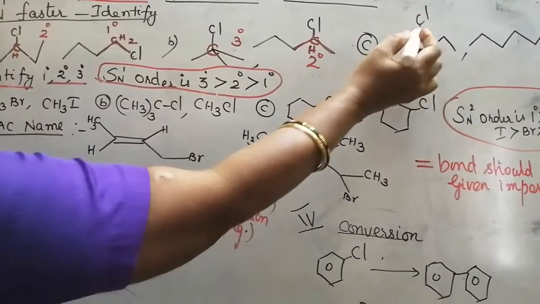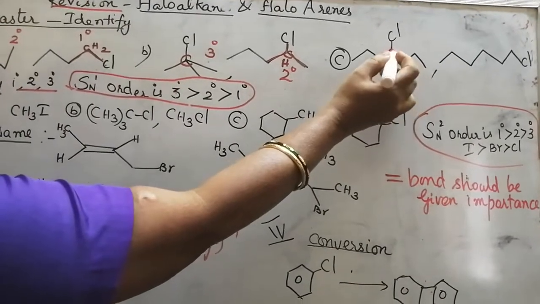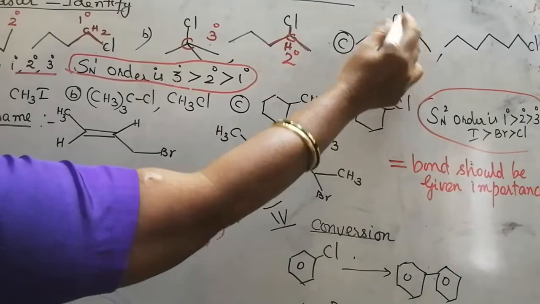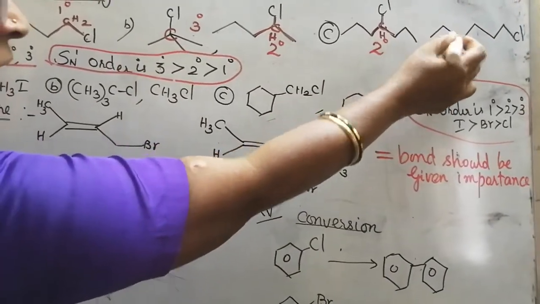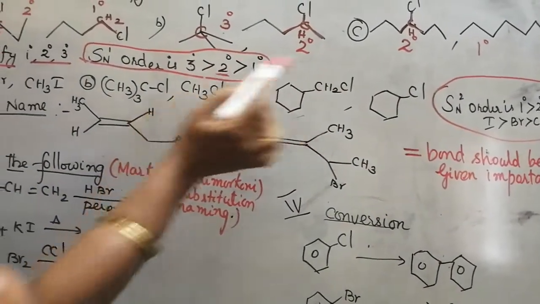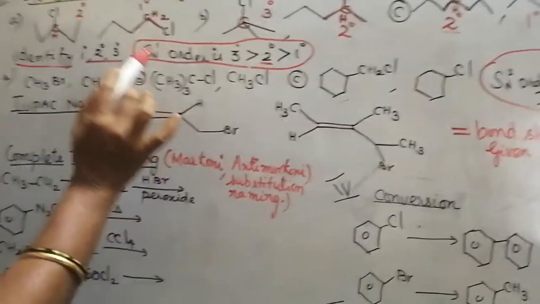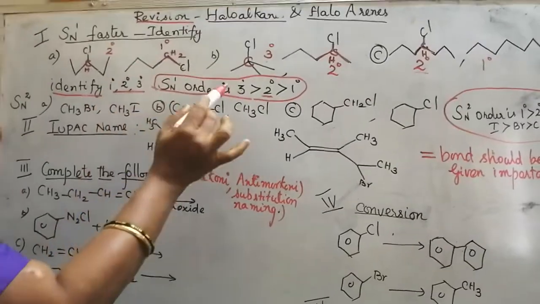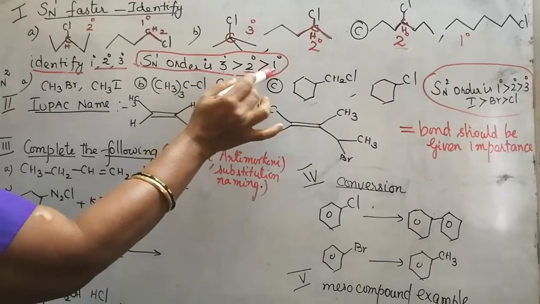See these two compounds. This C is attached with two side chains and one side with the Cl. So what degree does it belong to? CHCl means it is secondary. CH2Cl means definitely it will be primary. Secondary, primary, which will undergo SN1 faster? Secondary will undergo SN1 faster. So you have to identify whether it is primary, secondary, tertiary, and then follow the order. Tertiary will be faster than secondary, than primary.